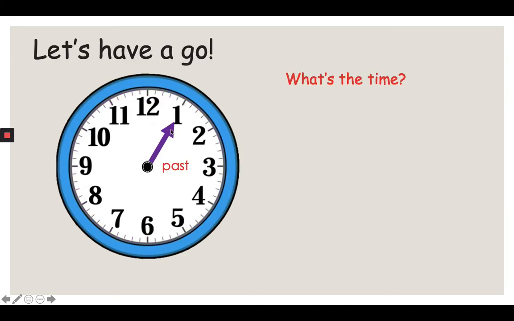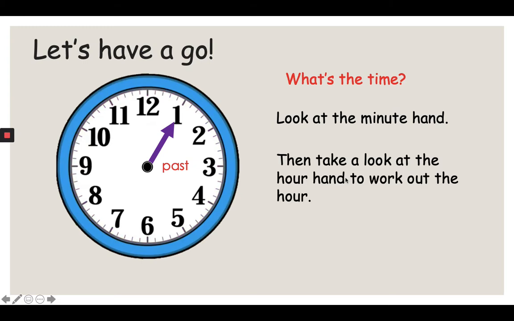So we've got the minute hand, it's pointing to the 1. So we can count in 5. We've got 0, 5. So it's 5 past. But now let's have a look at the hour hand. It's just past the 4. That's 5 past 4. 5 minutes past 4.